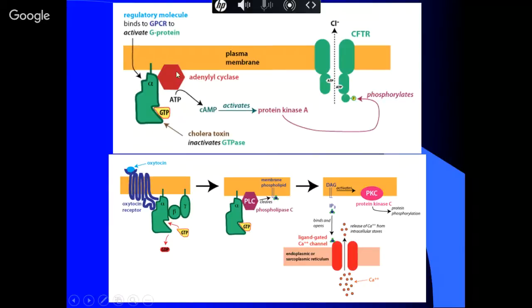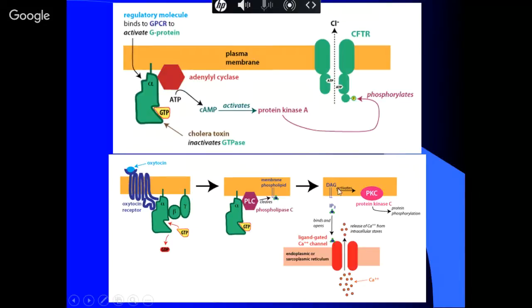So it keeps running, it keeps generating cyclic AMP, it keeps turning on the protein kinase, and in the brush border it keeps phosphorylating the chloride channel, and you end up with watery diarrhea because you just keep excreting chloride and water because the G protein can't shut off. That's cholera toxin. I mean, what a simple and clear way of understanding the system.